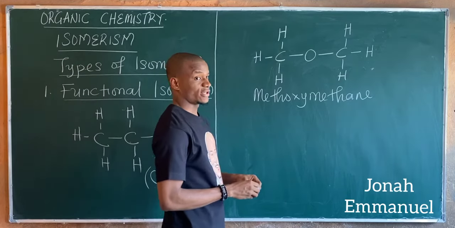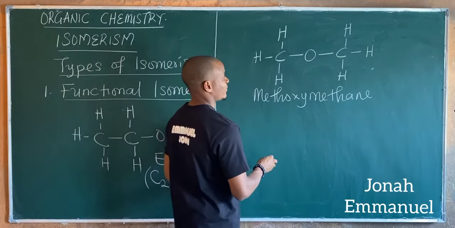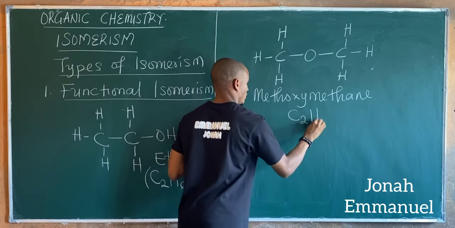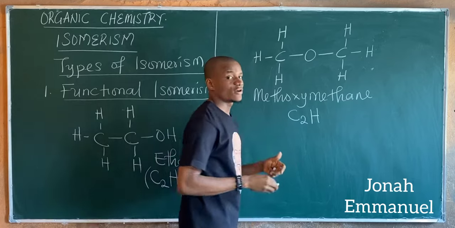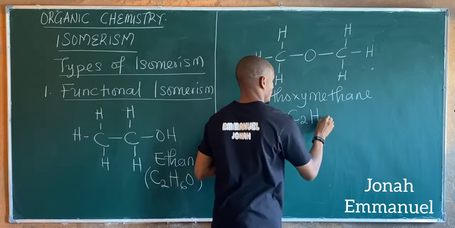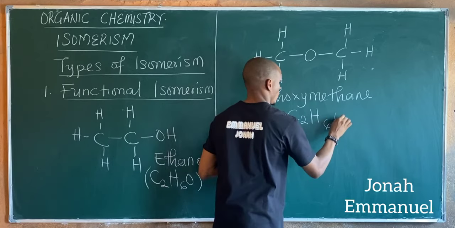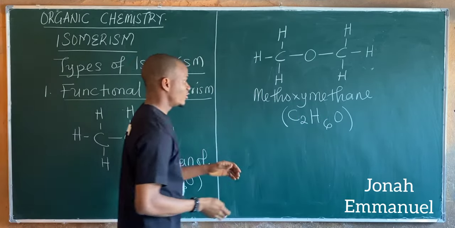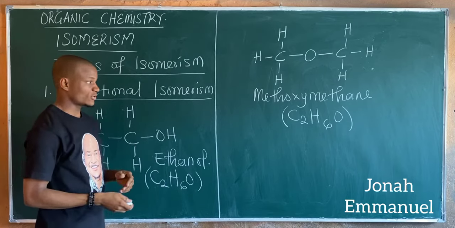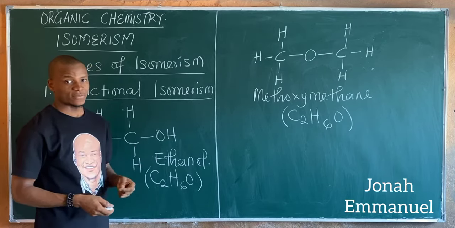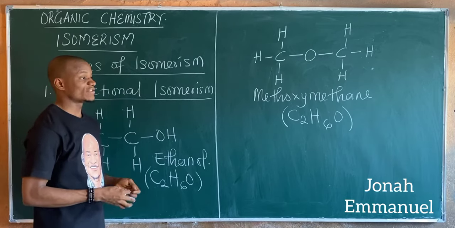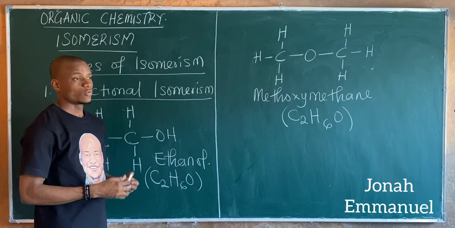For methoxymethane, if I count the total number of carbon I have here, it's 1, 2. That's C2. Count your total number of hydrogen atoms. I'm having 1, 2, 3, 4, 5, 6, H6, and then of course, 1 oxygen. So if you observe, both ethanol and methoxymethane have 2 carbon atoms, 6 hydrogen atoms, and an oxygen atom. So they have the same molecular formula.